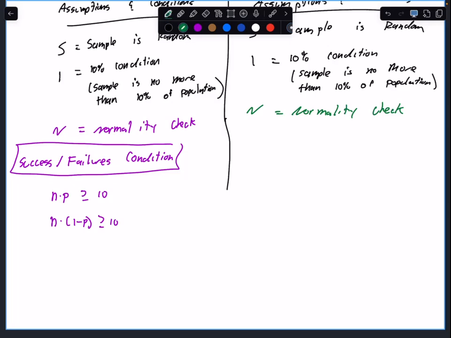For the other one, and I'm going to simplify it down to two different ones, for the normality check in the other one, there are two different ways.